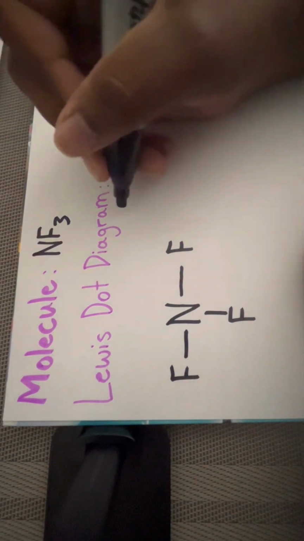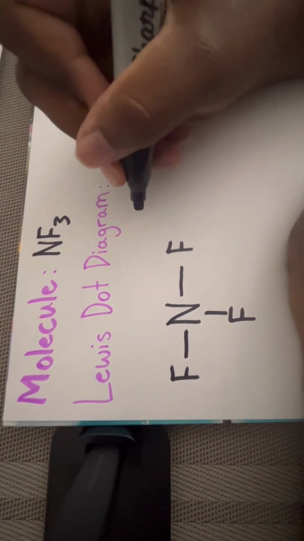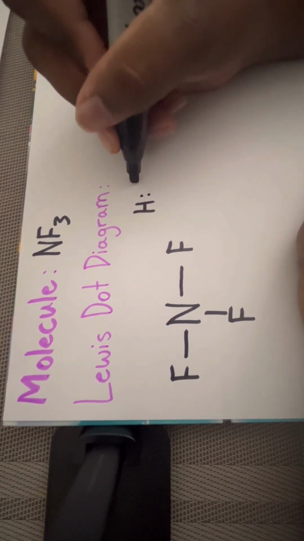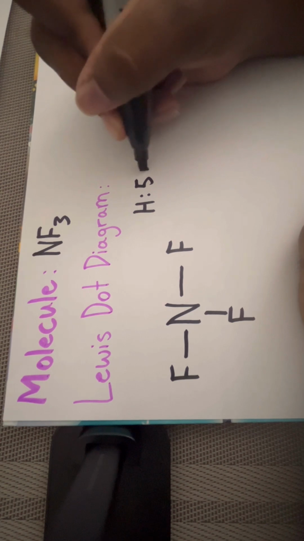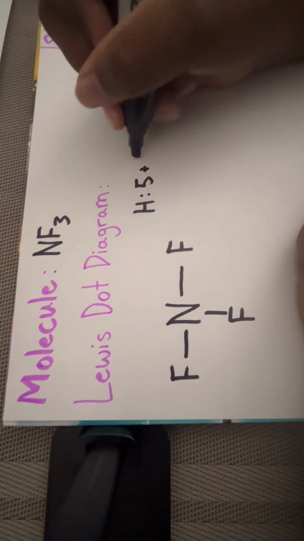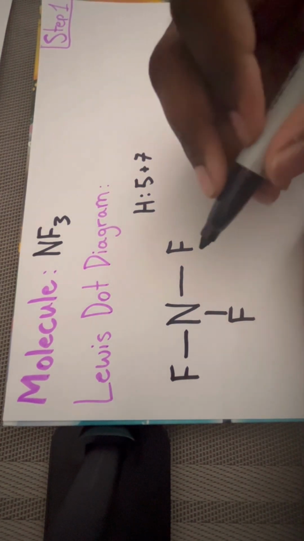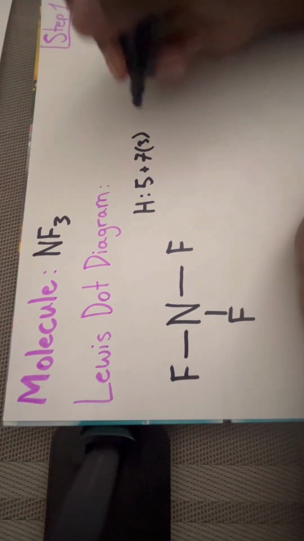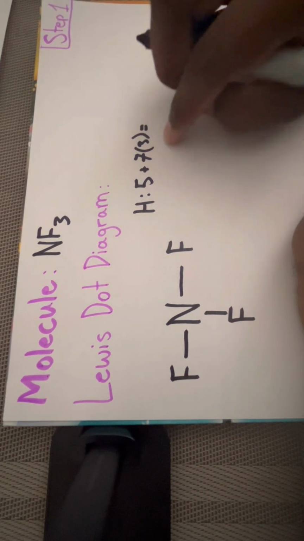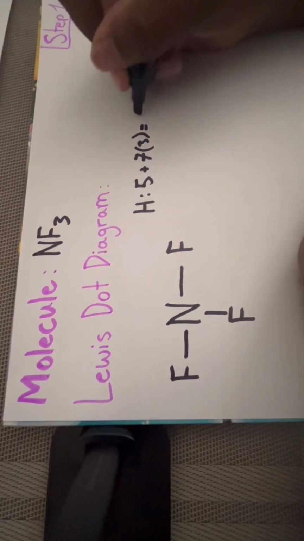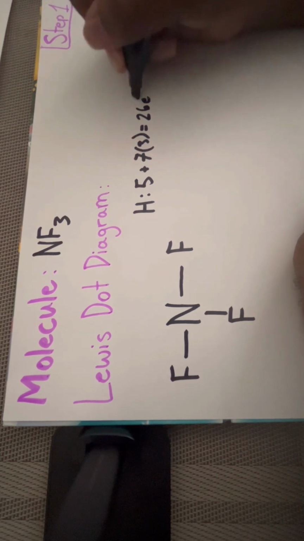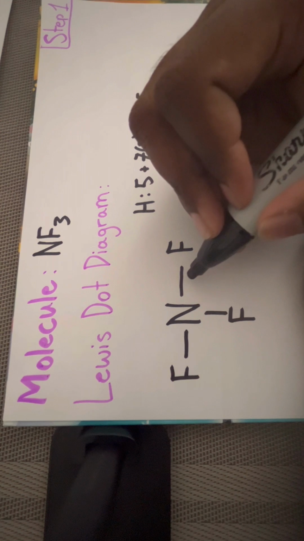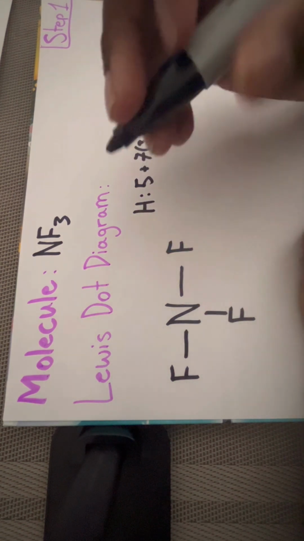So, we will have to do our half calculation. Nitrogen has a valence of 5, and fluorine has a valence of 7. However, in this case, we have 3 fluorines, so we're going to have to multiply 7 by 3. If we do the calculation, 7 times 3 is 21, 5 plus 21 is 26. 26 electrons.